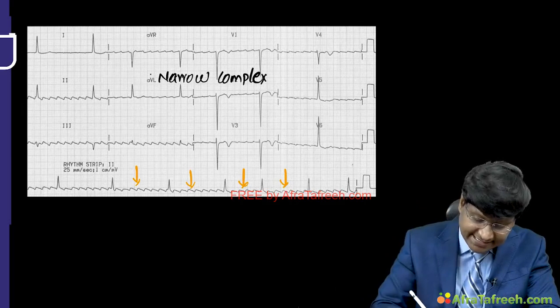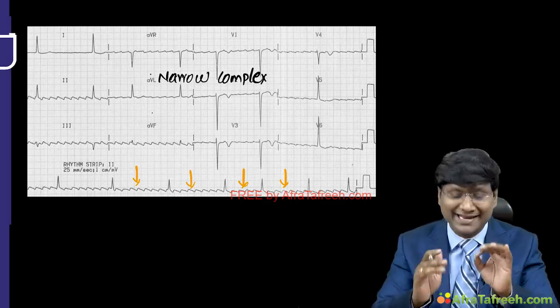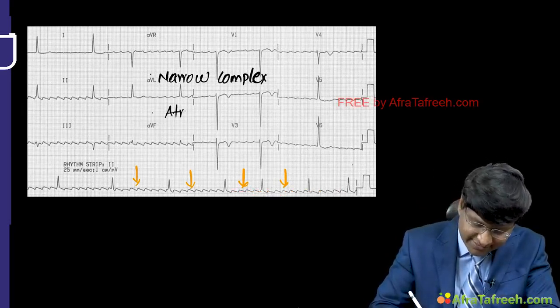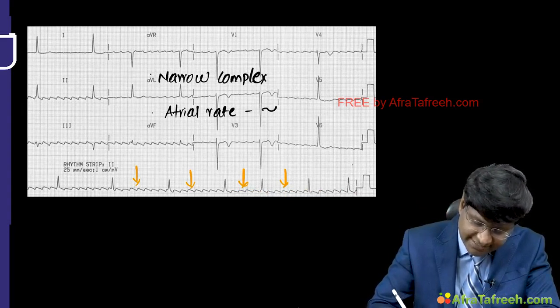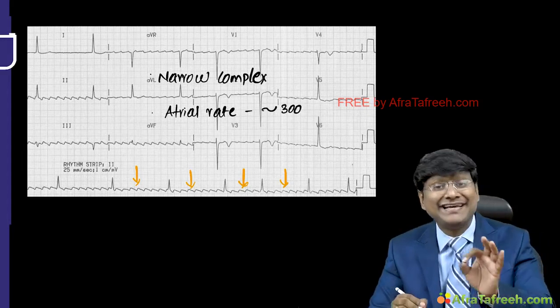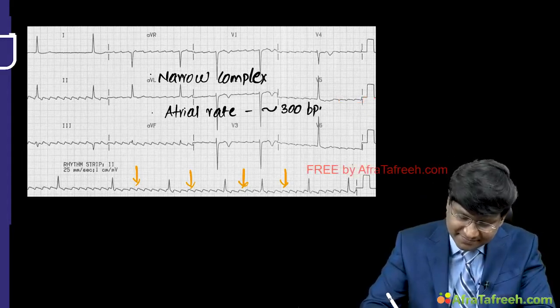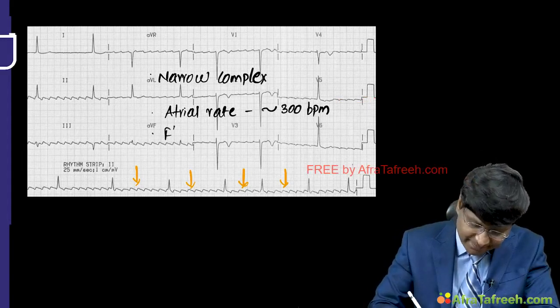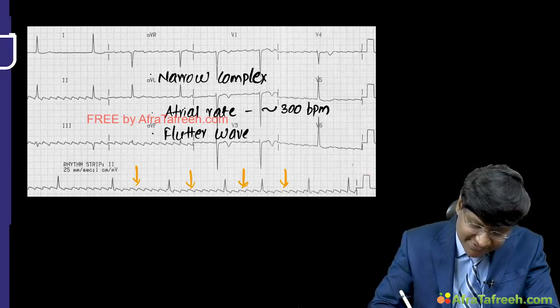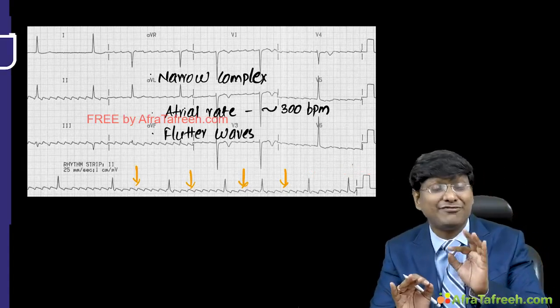Then next is what will happen to the atrial activity. If you take the atrial rate, that will be around 300 beats per minute. And if you take the P waves, what you have is the flutter waves, right?